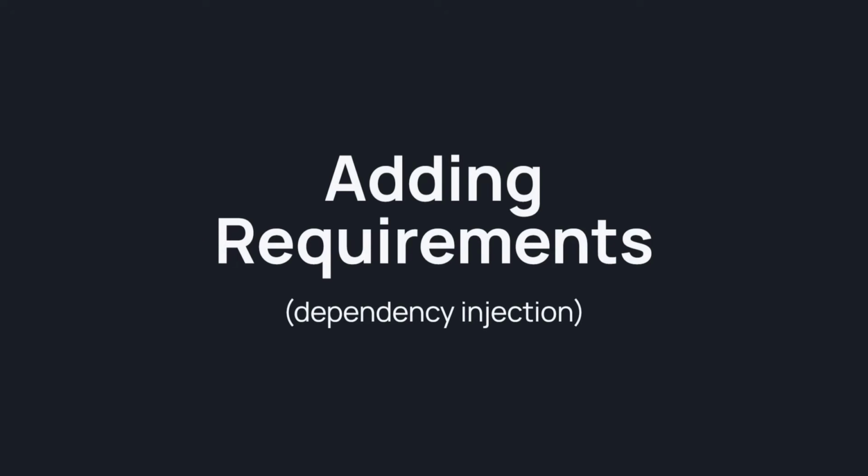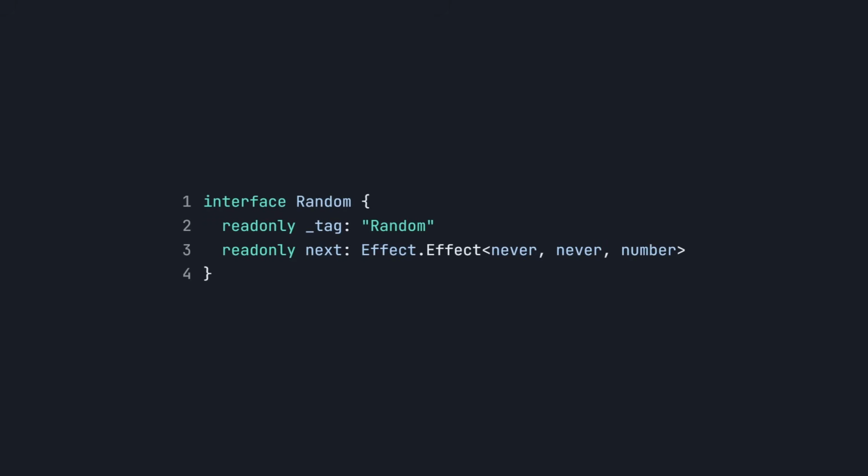Effect provides this behavior through the requirements field of the effect type, which we have ignored up till now. Let's take a look at a simple example. First, we'll define the type signature of our dependency. Here, it will be an object with a unique tag and one other property, next, which is an effect never, never number. Like earlier, effect is noticeably not a method because effects are lazily evaluated. Every time next is run, a new number will be yielded.